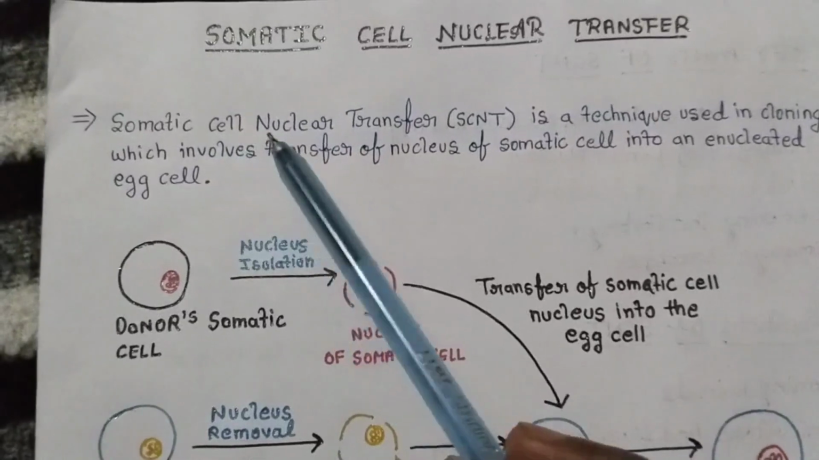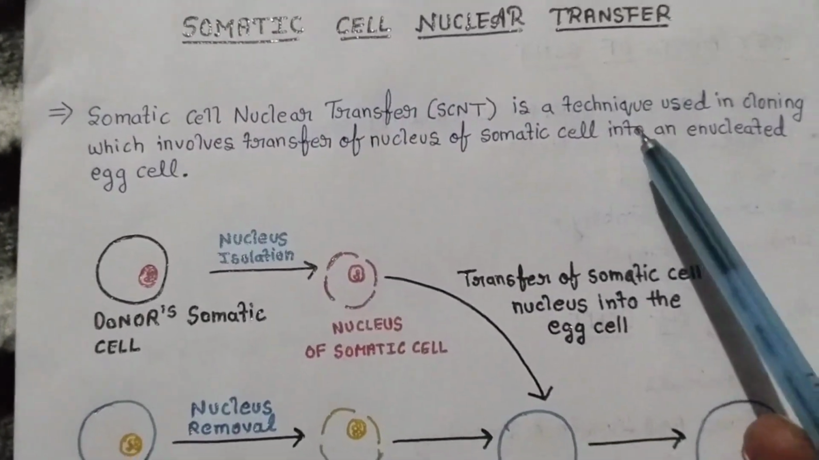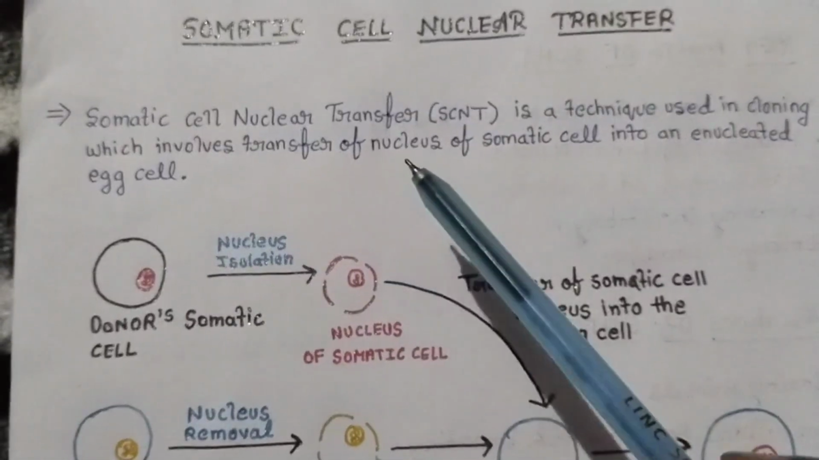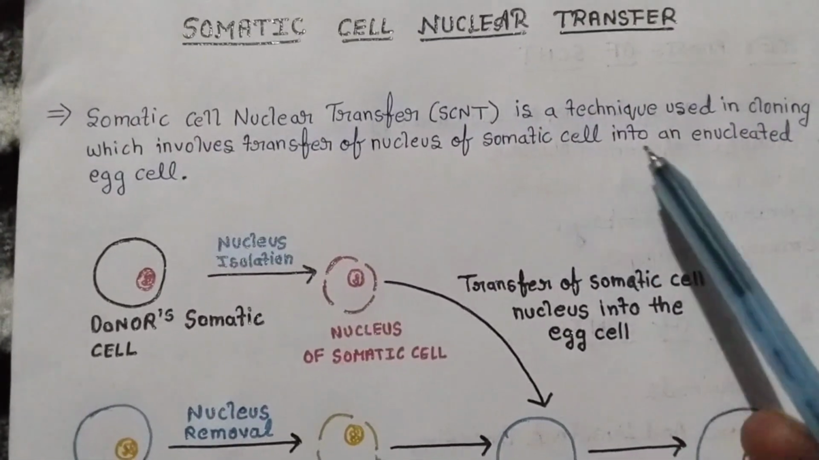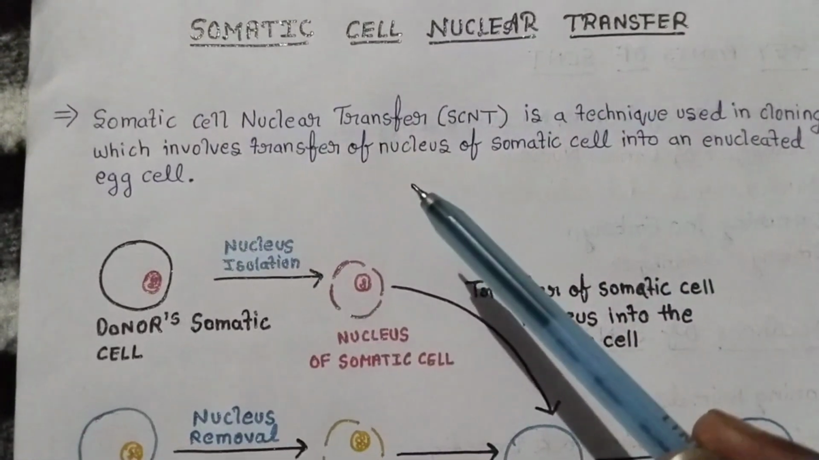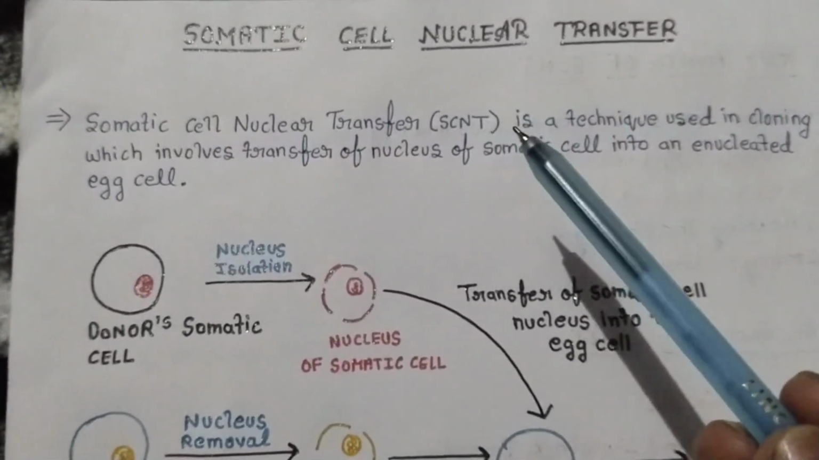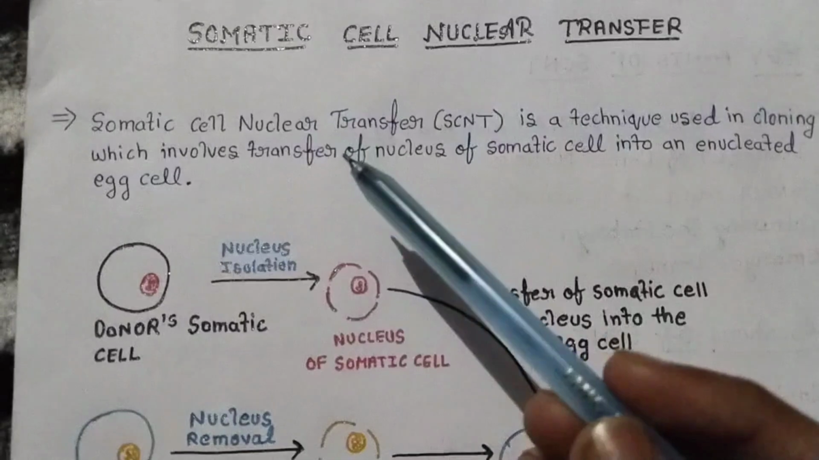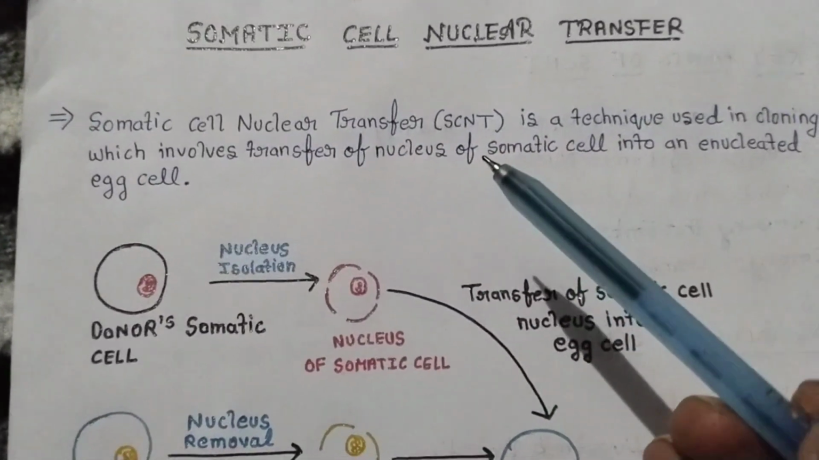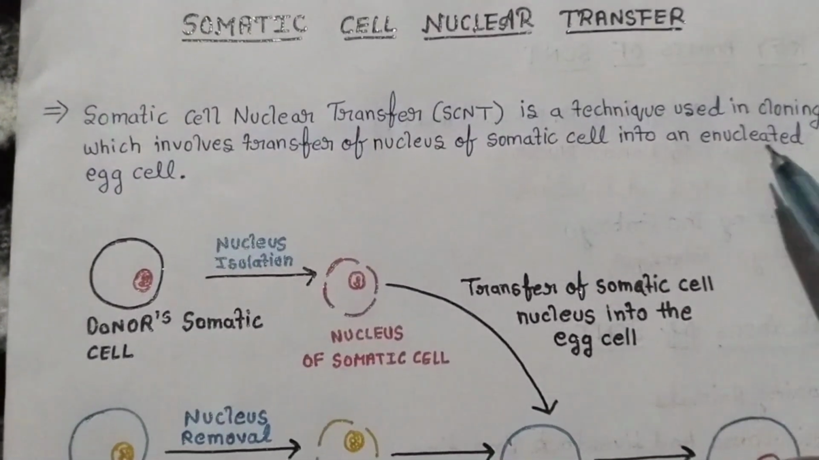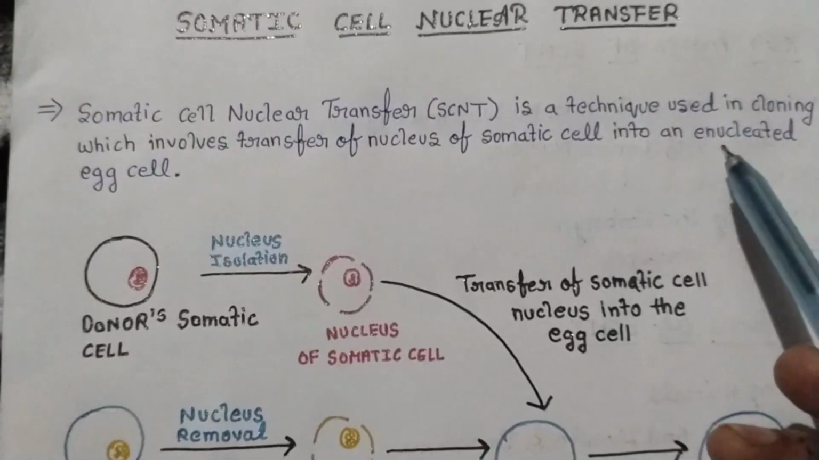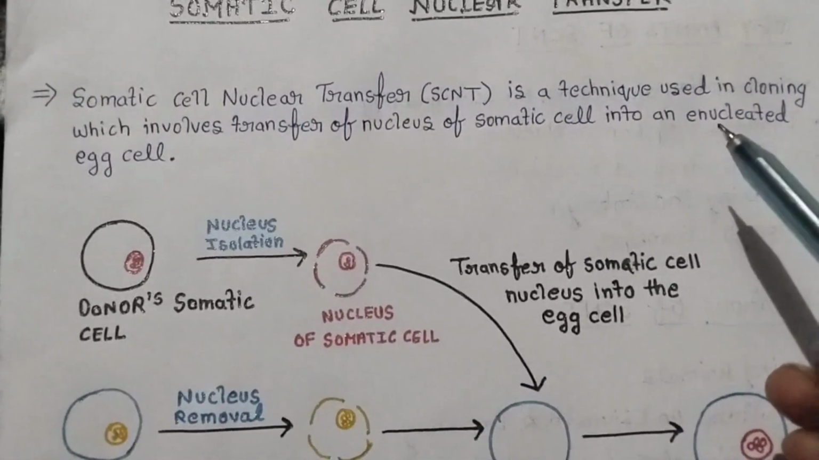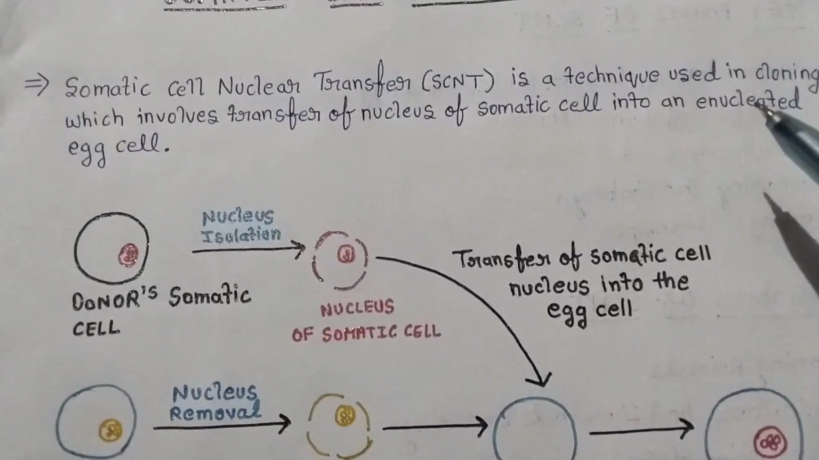Somatic cell nuclear transfer is a technique used in cloning which involves transfer of the nucleus of the somatic cell into an enucleated egg cell. So this technique is used in the cloning process. The enucleated egg cell means an empty egg cell from which the nucleus has been removed.